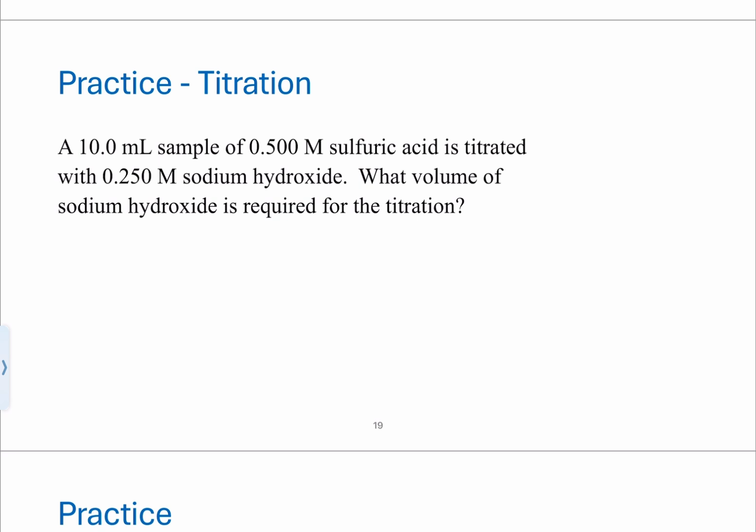Okay, so let's look at another titration example where we have a 10 milliliter sample of 0.5 molar sulfuric acid that is going to be titrated with 0.250 molar sodium hydroxide. What volume of sodium hydroxide is required for titration? So again, we are given information for one substance and it's asking for information for another substance. So we need to start with a balanced equation because we're going to need the mole to mole ratio. So we're going to start writing out our balanced equation.